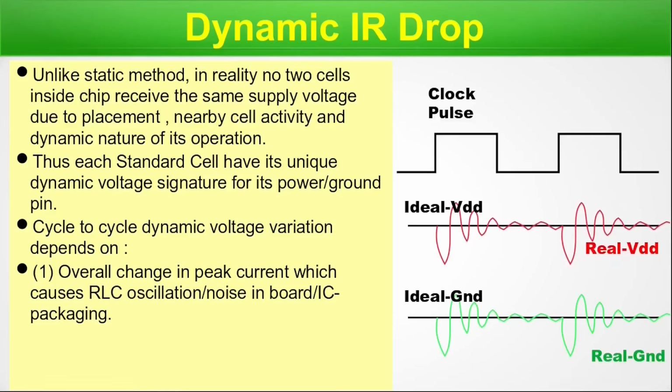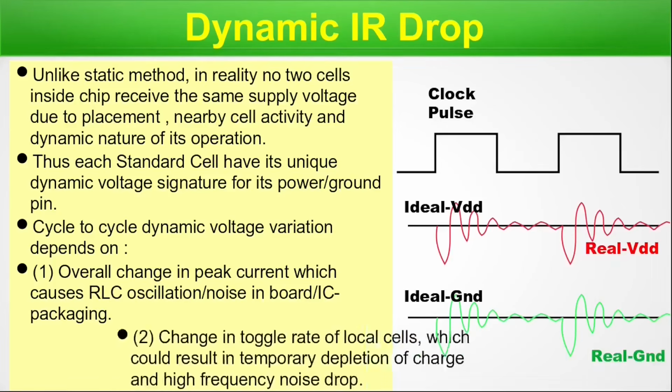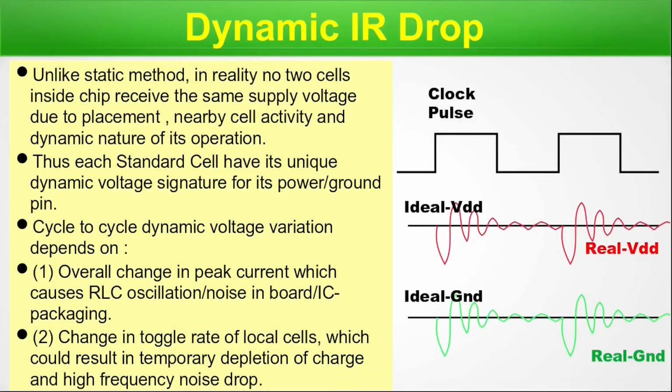You can understand the swings shown in the right-hand side picture, that is, in the real VDD and real ground, come from the RLC oscillation or noise. Number 2, change in the toggle rate of the local cells, which could result in temporary depletion of charge and high frequency noise drop. We have covered some points. We are yet to cover more points on dynamic IR drop. So let's move on to the next slide.